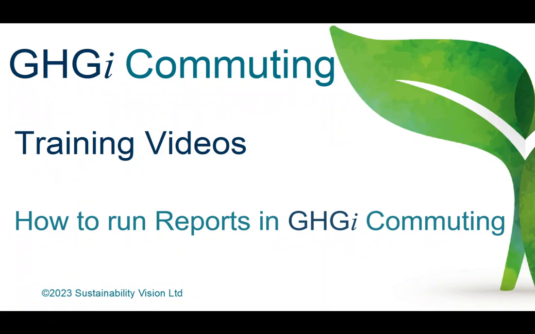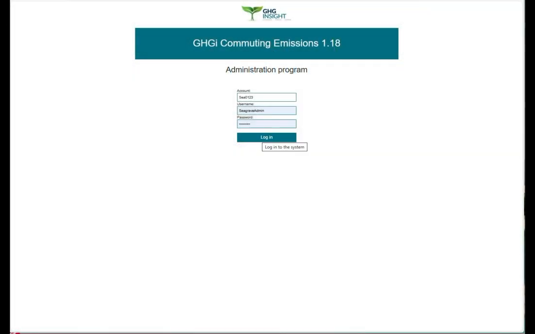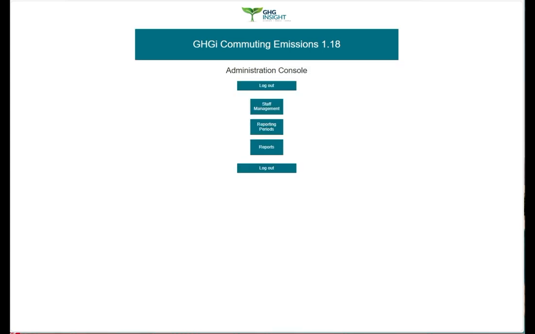In this video, we are going to show you how to run the various reports in GHGi Commuting, our online survey platform for measuring the carbon emissions from your employees' commute to work. Logging in will take you to the administration console. Click on the green Reports button, which will take you to the Reports page. We are going to look at 3 of the reports.